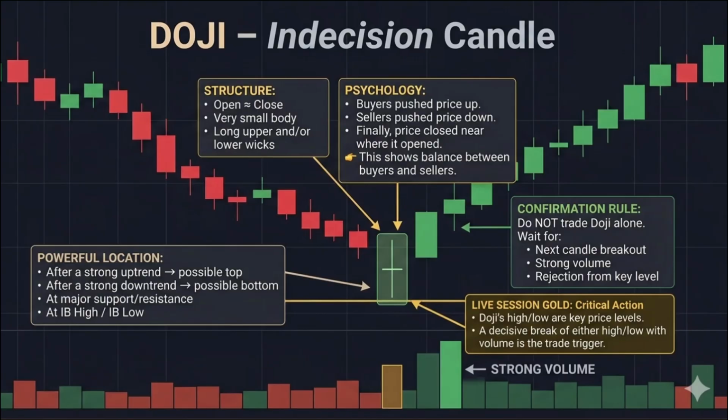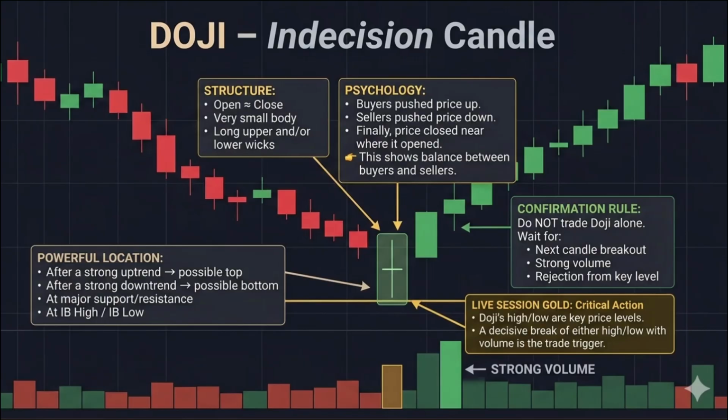So never trade a doji in isolation. It is a yellow light, not a green light. What do I mean by yellow light and green light? You must wait for the next candle to break and close above or below the doji's range to confirm the new direction. As you can see in the market, the next candle is breaking out with good volume. Only after it gives such direction can you trade that market.